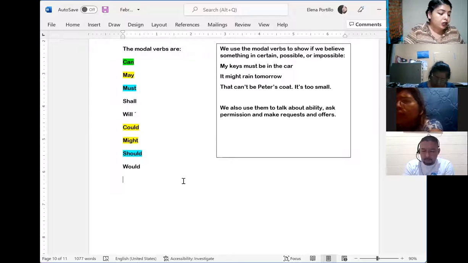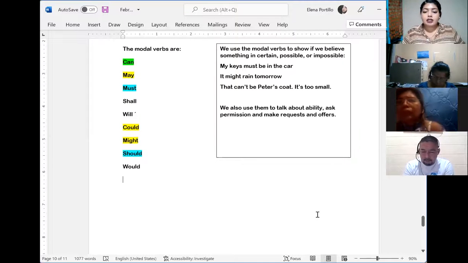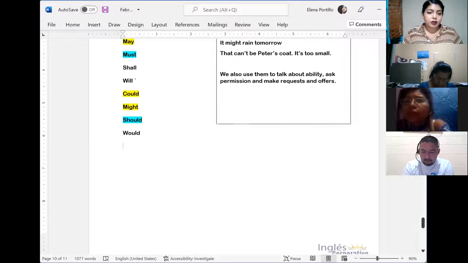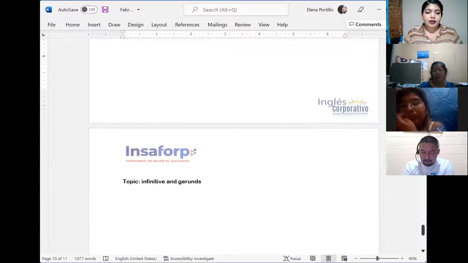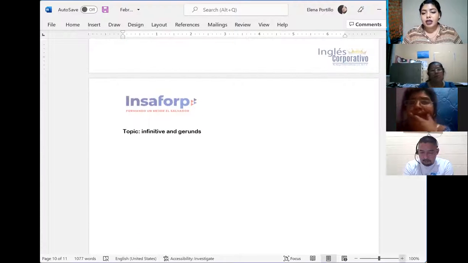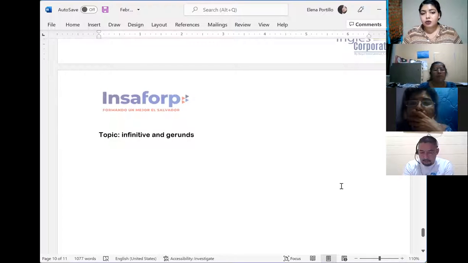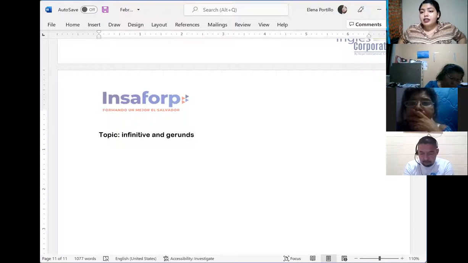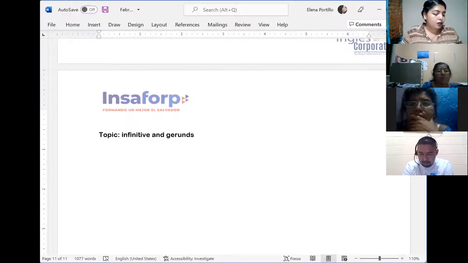Now we are going to begin with the next topic. We have the topic for today, that is infinitives and gerunds. We are going to talk about structures. I think that you have seen these topics before, but now we are going to do a review of these topics, and we are going to learn how to use them, some examples, some lists of verbs, and all of that.